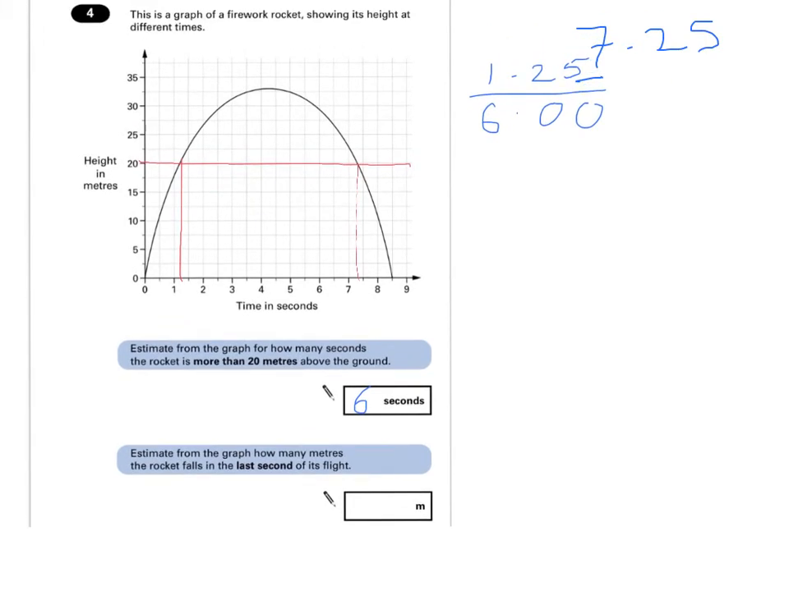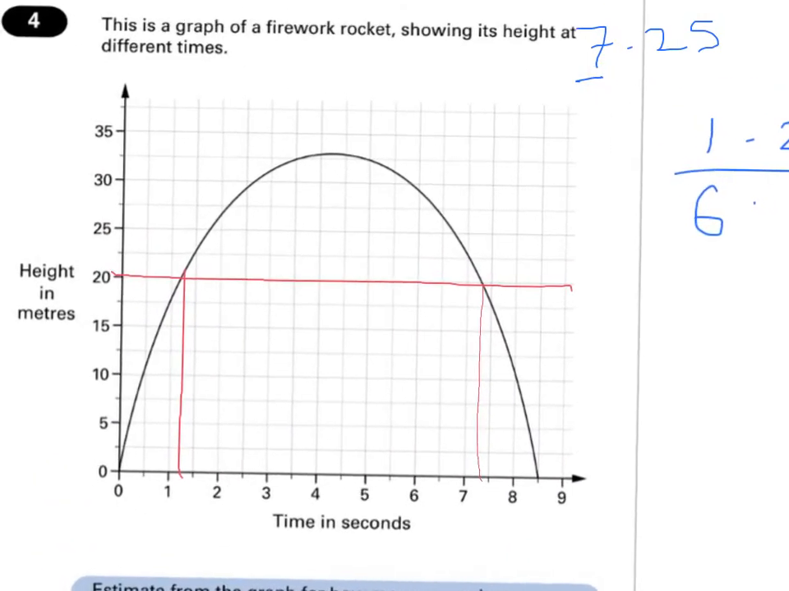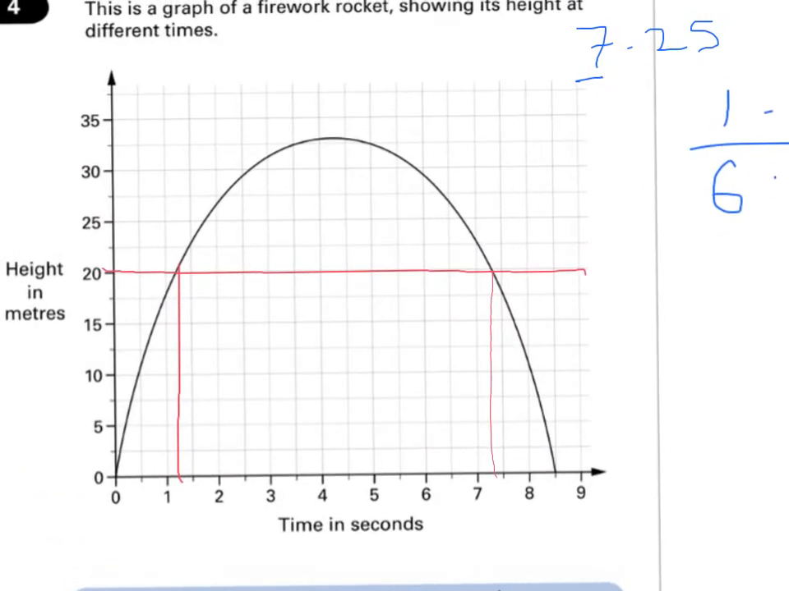Estimate from the graph how many metres the rocket falls in the last second of its flight. We can see here that it hits the ground at about 8.5 seconds. So we need to go back to 7.5 seconds. I'm just going to enlarge the graph again so we can find our measurements here. Remember that you're going to use your ruler to draw this. Here we go. We're going to go at 7.5 seconds, which is here, and we're going to come across to this axis and we're going to measure it.